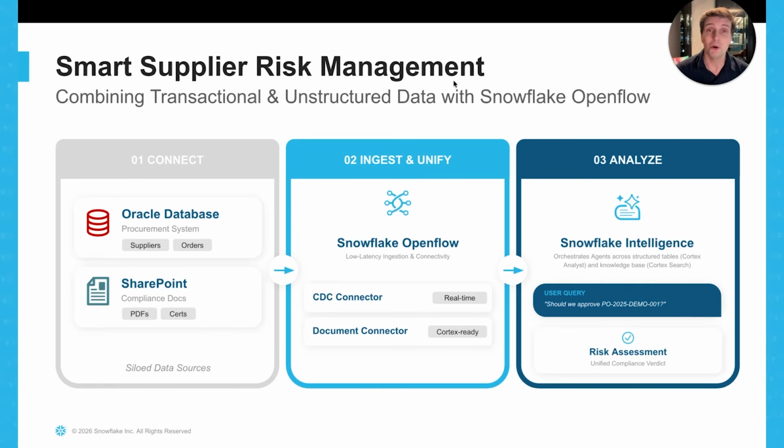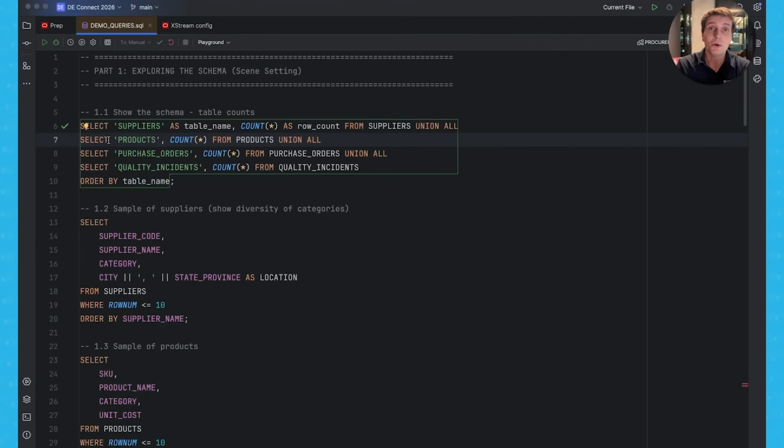With Snowflake Openflow, we bring it all together into one governance boundary. And with Snowflake Intelligence, we can orchestrate agents across our structured tables and unstructured knowledge bases to get a comprehensive risk assessment in seconds. This is our Oracle procurement system.